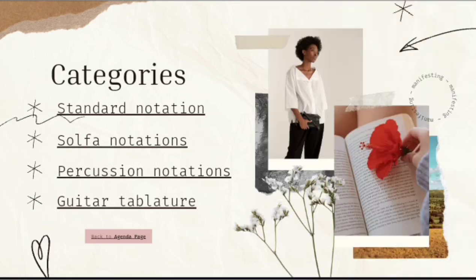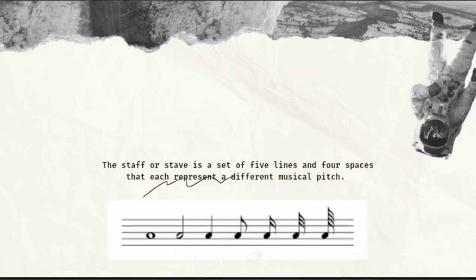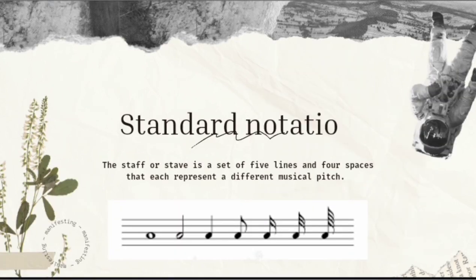Categories of musical notation. We have the standard notation, we have the solfa notations, we have the percussion notation, then we have our guitar tablature, although we have more than this. So let's just work with these four categories only. Okay, so now we move on to our standard notation.